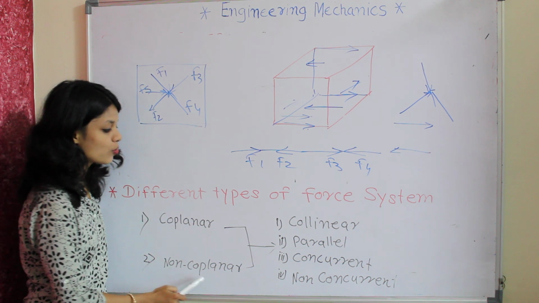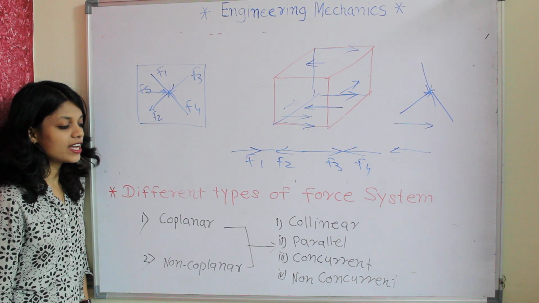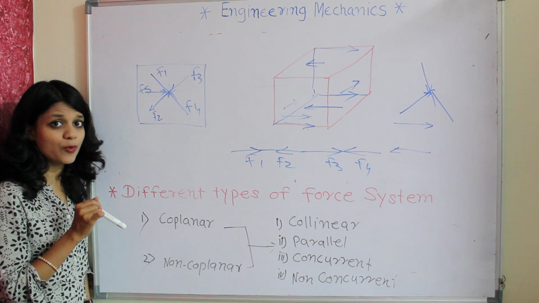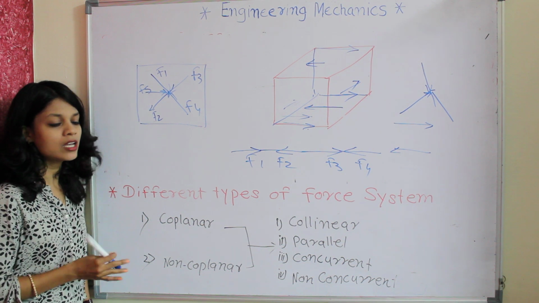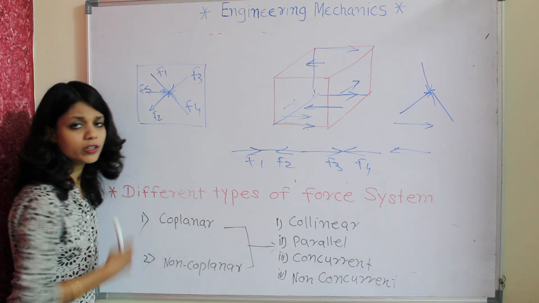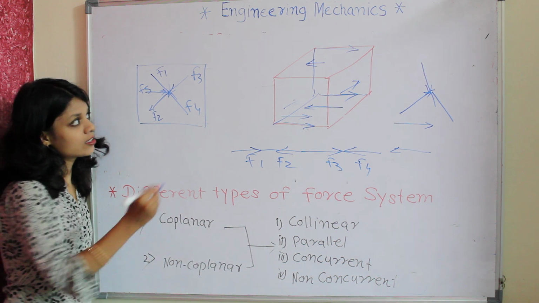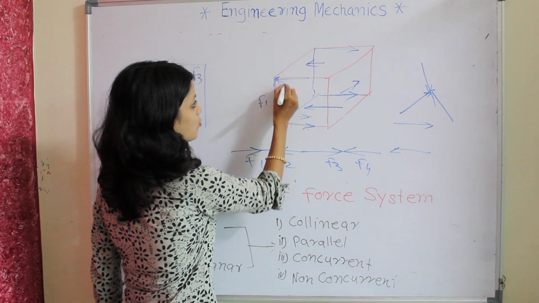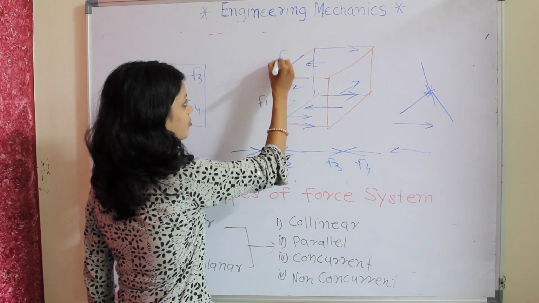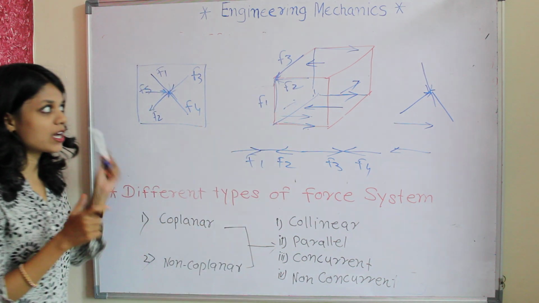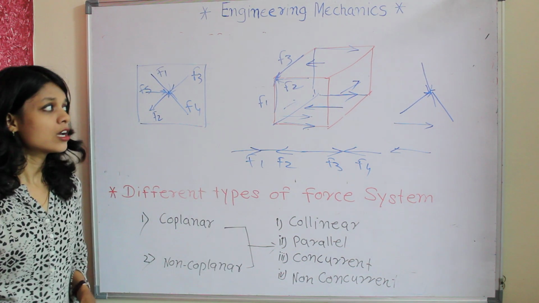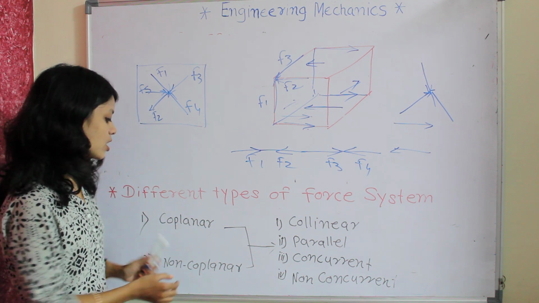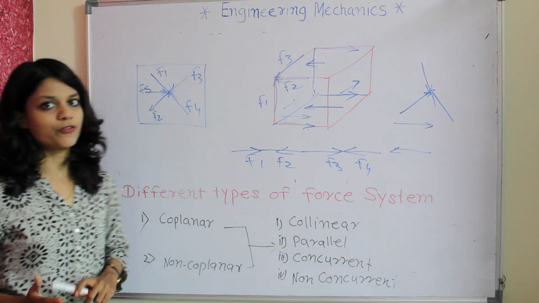And next are non-coplanar concurrent forces. When the lines of action of all forces pass through a single point but do not lie in the same plane, then they are called non-coplanar concurrent forces. For example here, F1, F2, F3: these forces all pass through a single point, but do not lie in the same plane. Then they are called non-coplanar concurrent forces.